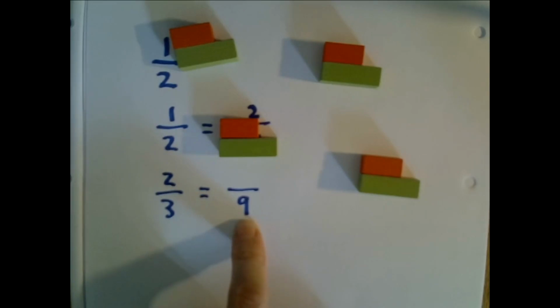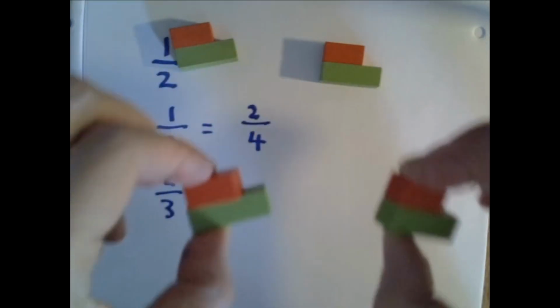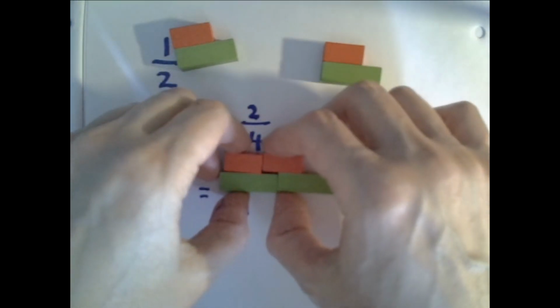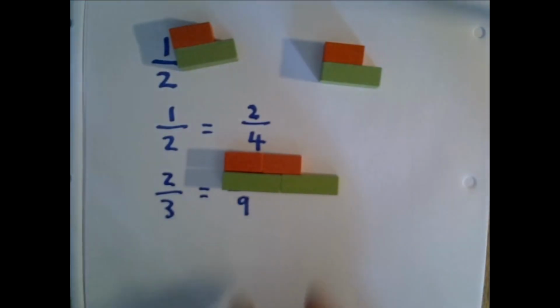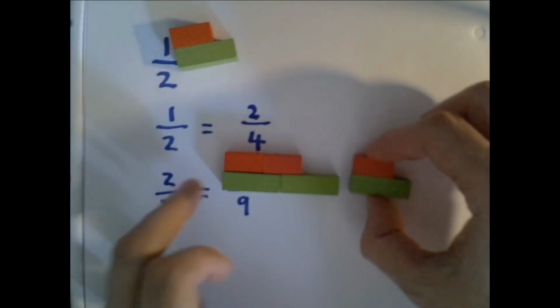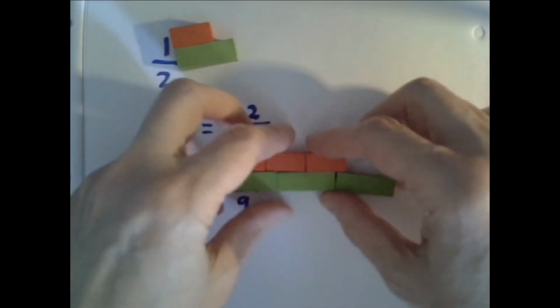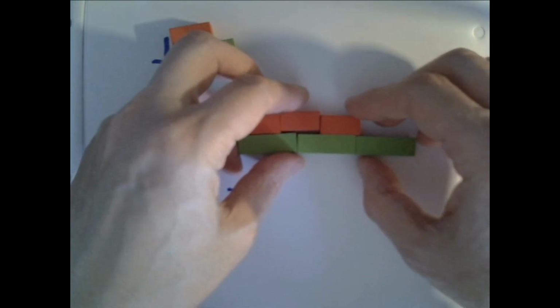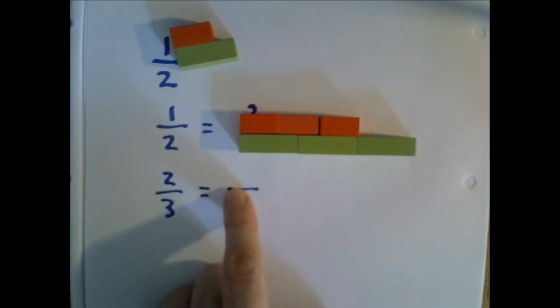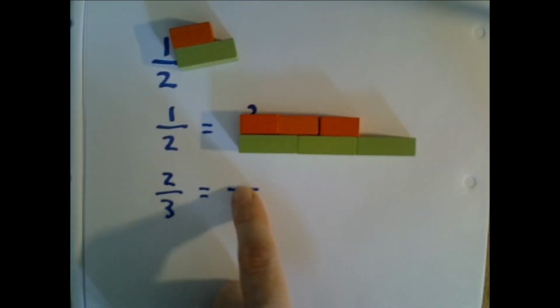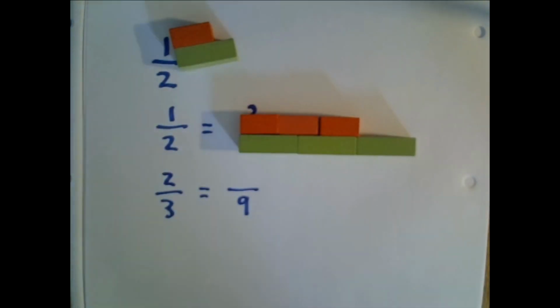And we want something that has 9 on the bottom. So what you would do is take 2 of these, put them together. Nope, that's not 9. Get another one. Aha, here we go. We have 9 for the denominator. And we can put the 6 on the top. 1, 2, 3, 4, 5, 6.